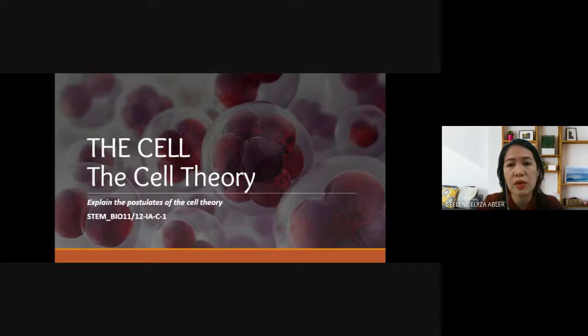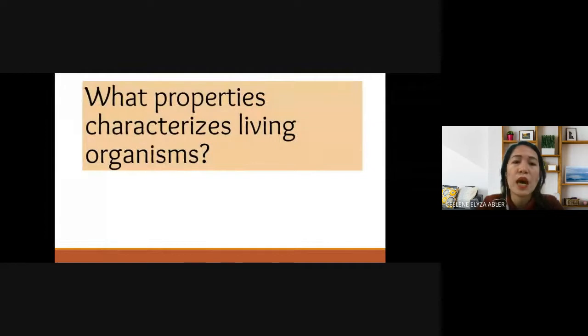Kasi meron tayo yung plants, animals, then we have the other living things. So, dahil noong unang panahon, kung ano lang yung makikita, yun lang din ang iniisip nila na yun lang ang hayop at tanim sa buong sanlibutan. So, ganun siya. So, for this one, we will be discussing saan nanggaling yung mga theories nila, paano siya na-develop. Right? So, mag-start muna tayo kung ano muna yung mga characteristics ng isang living organism.